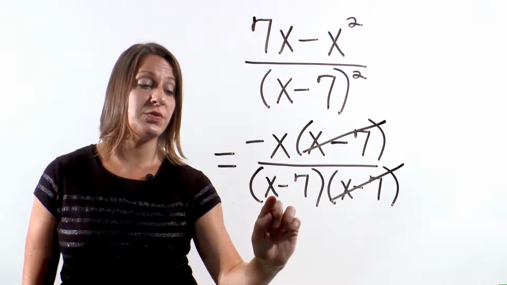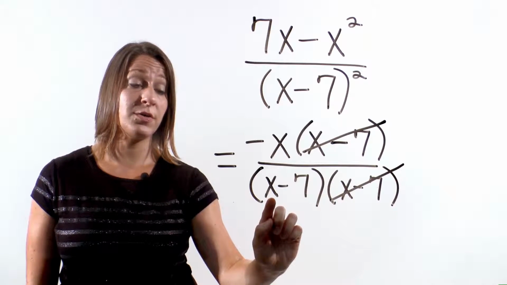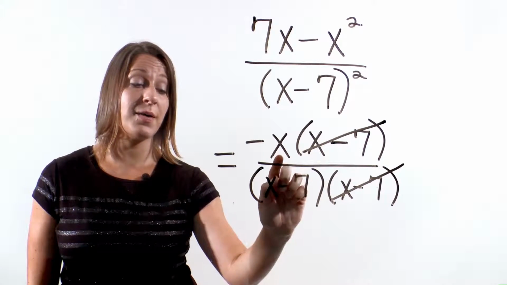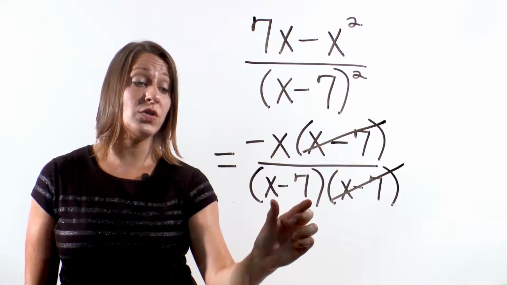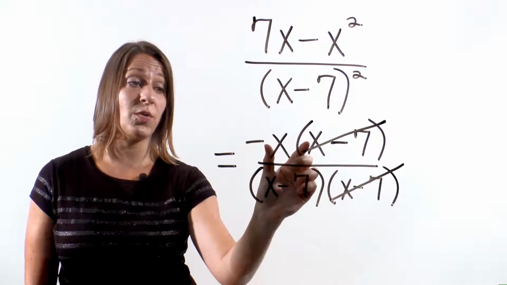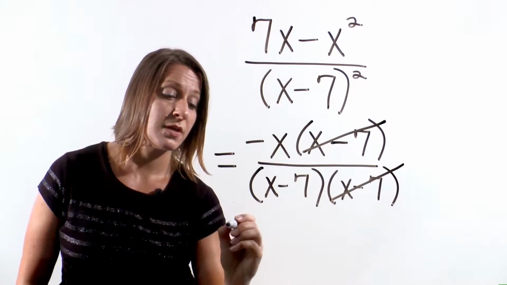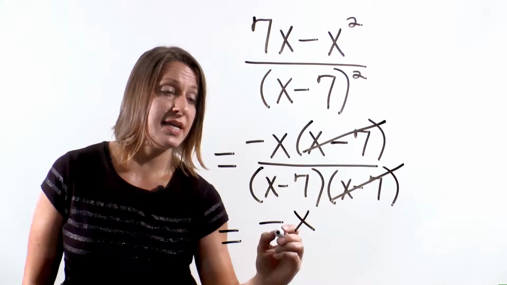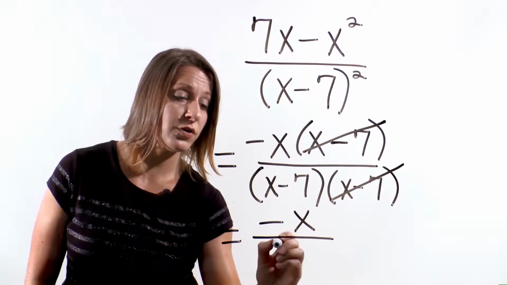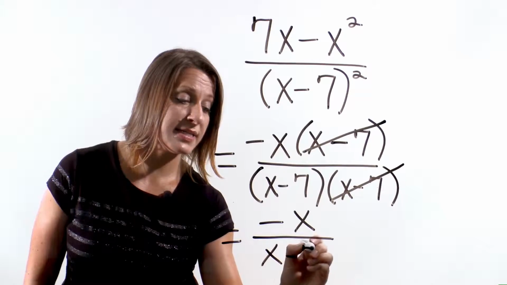Now let me remind you, even though there's an x here on the bottom and an x on the top, this x is part of a binomial, so it can only cancel if there was another binomial on top. So our final answer is negative x over x minus 7.